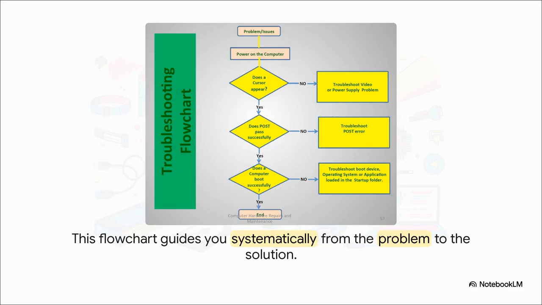And you can think of that whole process like this flowchart here. It's a perfect visual for it. It forces you to be systematic, right? It's just a series of yes or no questions. Does a cursor appear? Does the system boot? Each answer you give sends you down a different path, leading you closer and closer to the real root of the problem, instead of you just randomly guessing.